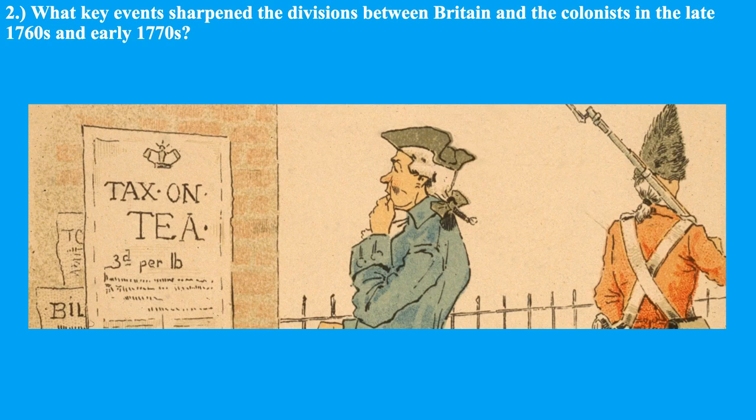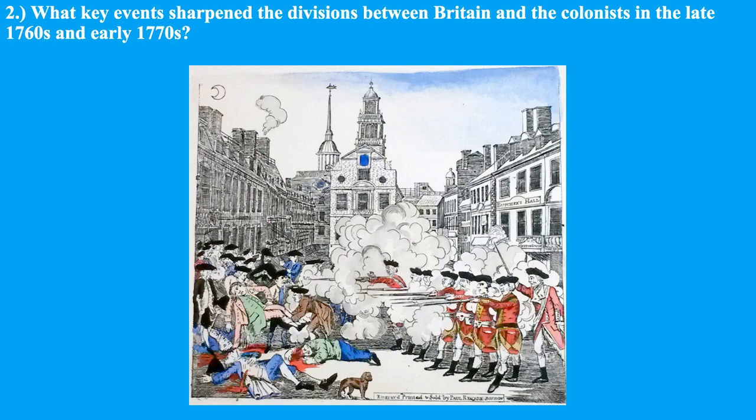And also we see colonist communities unite to produce their own goods through the so-called homespun movement. The key event was the Boston Massacre in 1770.